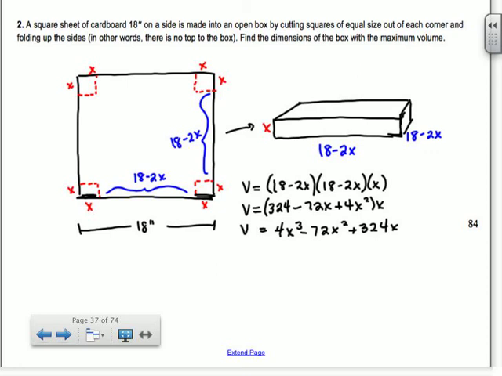Okay, so we've multiplied it all out. Now we can maximize the volume. So we can find the maximum volume by finding the derivative and setting it equal to 0. Okay, so I get 12x squared minus 144x plus 324. Pull out a 12 from each piece. Okay, what's 324 divided by 12? 27?